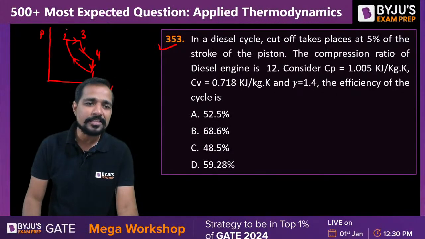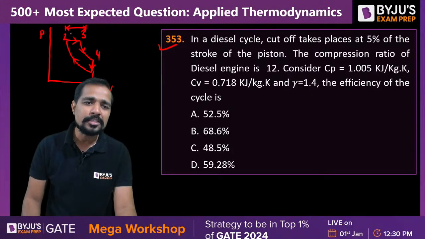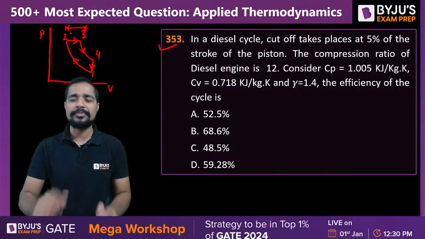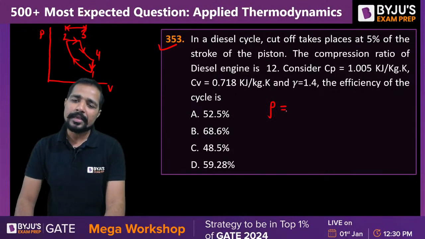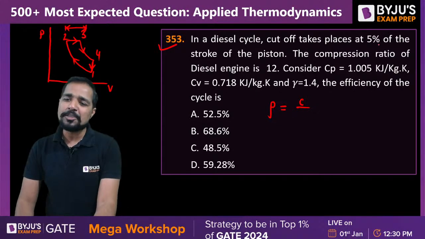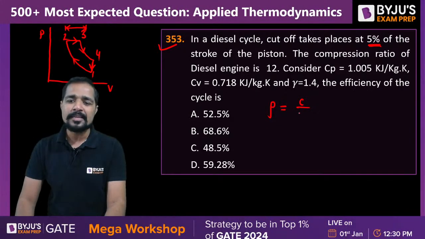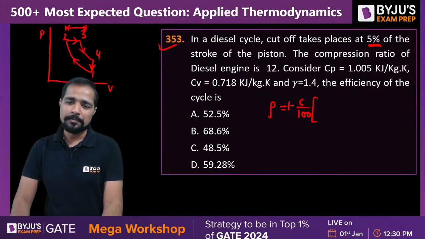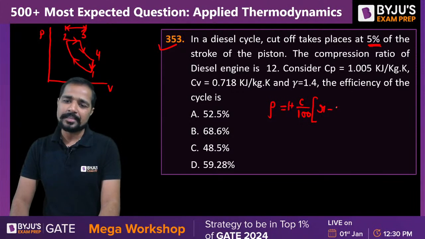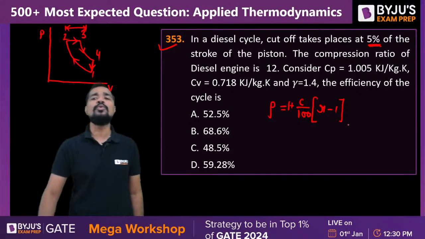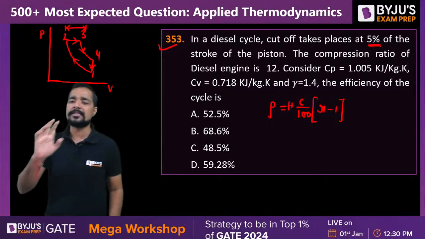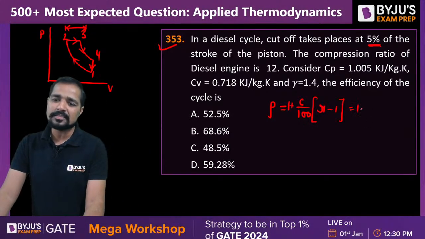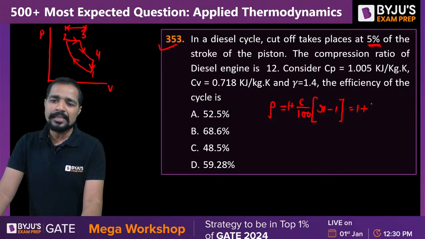Cutoff means this one, my dear. And a shortcut formula I have told you number of times: the cutoff ratio is always written by C, at which percentage cutoff takes place, divided by 100, into 1 plus into R minus 1, where R is the compression ratio. What is the compression ratio in this case? 1 plus, what is C? C is 5 divided by 100, and this is R 11.